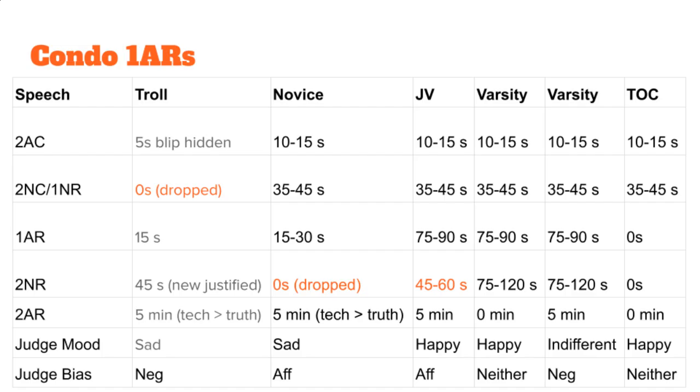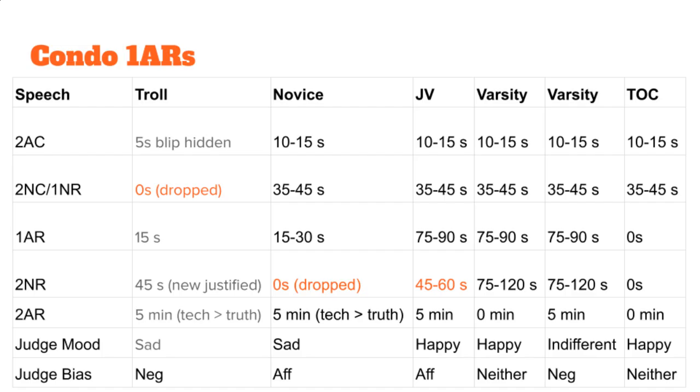Vice versa, the varsity person goes all in on condo in that 2AR. The judge is probably indifferent. Now it's an equal condo debate, where everyone's sort of respectful of each other. The neg probably has a side bias, and so the neg might be winning this round. So it's something that the aff's probably very unlikely to do unless there's really no other option, and that's their best chance.